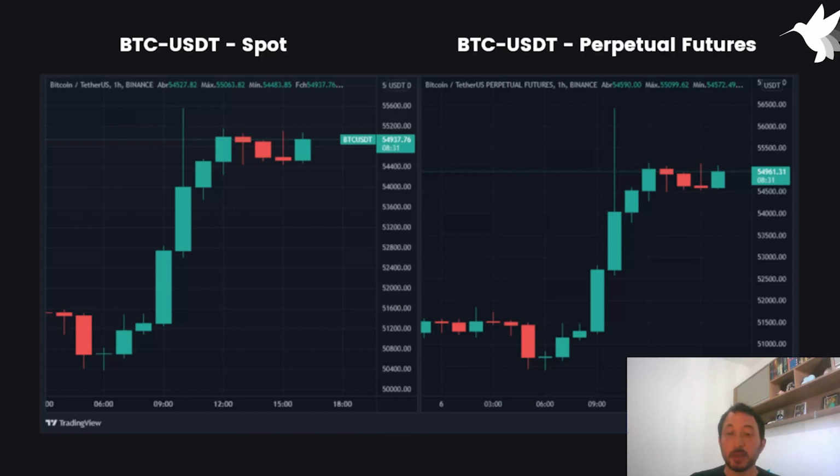How exactly would a hedge work? So we have here on the left the price on the spot market, and on the right the price of the perpetual market. Usually they are the same price. There is some market difference that allows some arbitrage opportunities, but that's another topic.